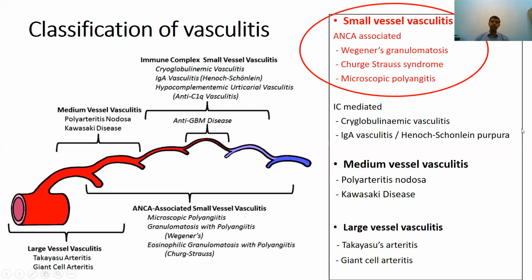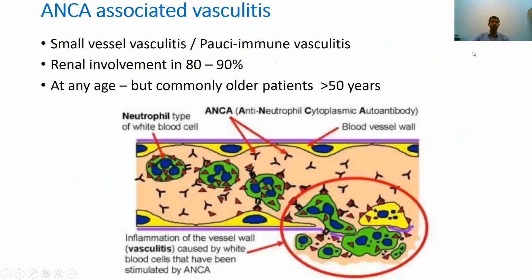And in that, I'm going to only discuss in brief this ANCA-associated vasculitis, because that is the one that commonly affects the kidneys. So what happens in this ANCA-associated vasculitis is, it's a small vessel vasculitis. Around 80 to 90% of this vasculitis affects the kidneys. And this can happen at any age, but you commonly see this in the elderly group of patients when they are more than 56 years of age.